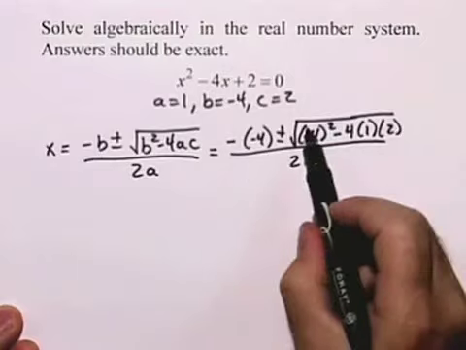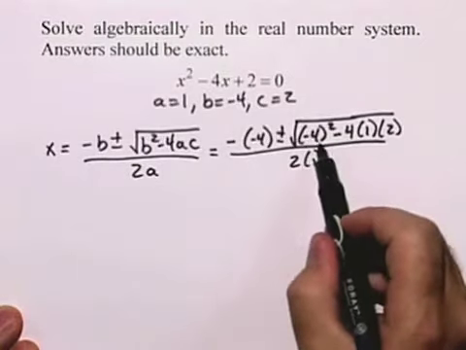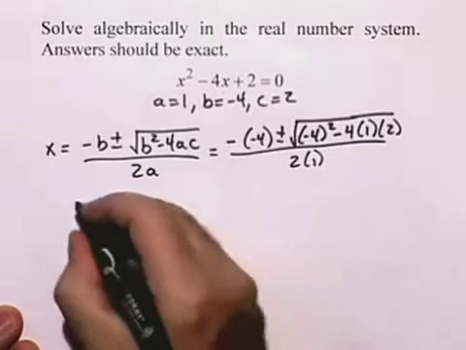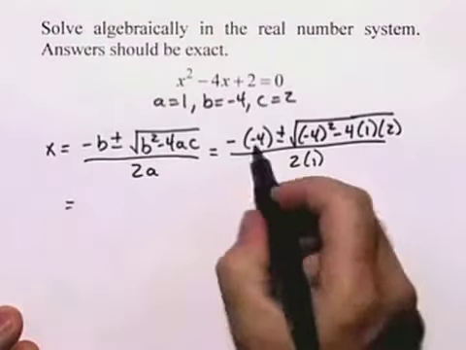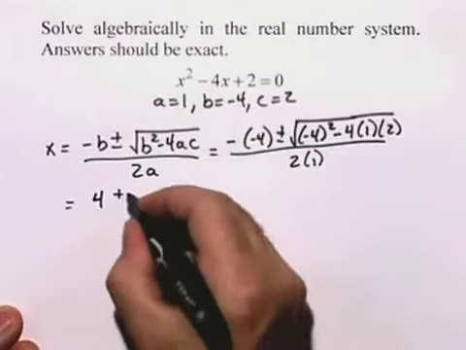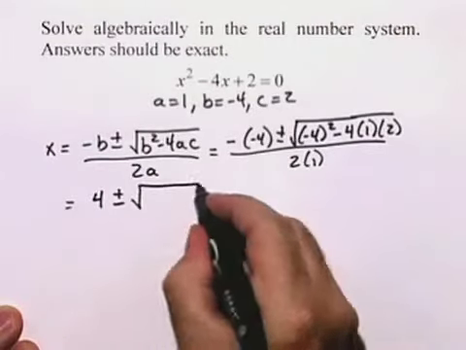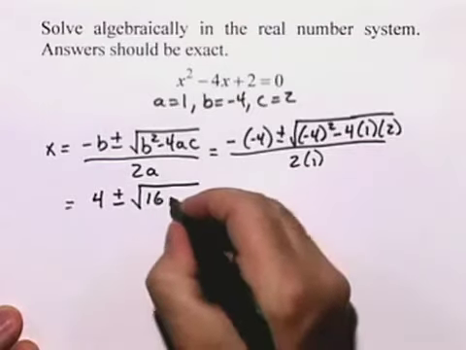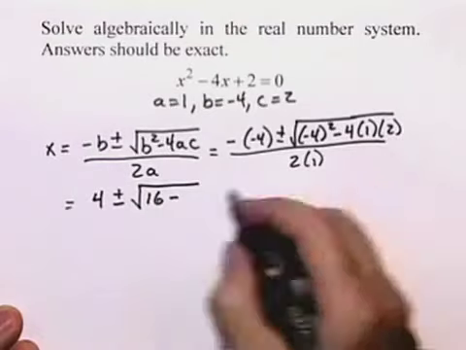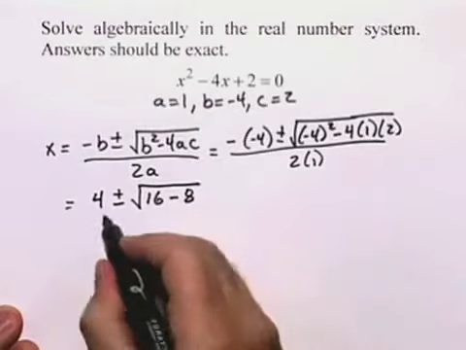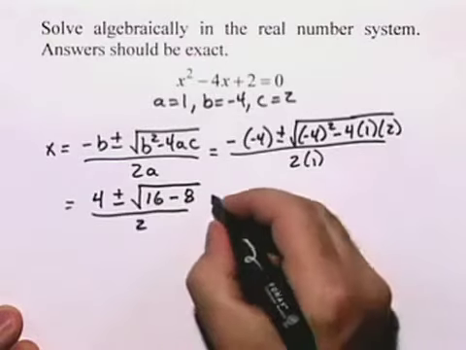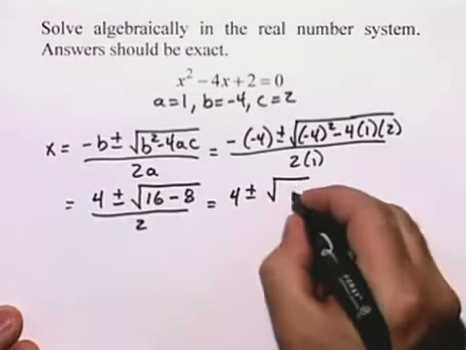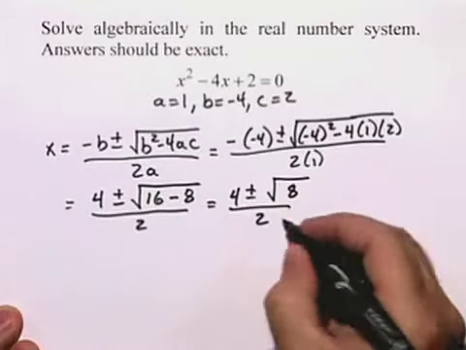When writing this, it's important to put this -4 in parentheses, so remember we're squaring the negative as well and not just the 4. So it'll give us -4 is a +4 plus or minus the square root. Now here -4 squared will be a +16. And we'll have -4 times 1 times 2, which is -8. And all that's over 2. So it gives 4 plus or minus the square root of 8 divided by 2.